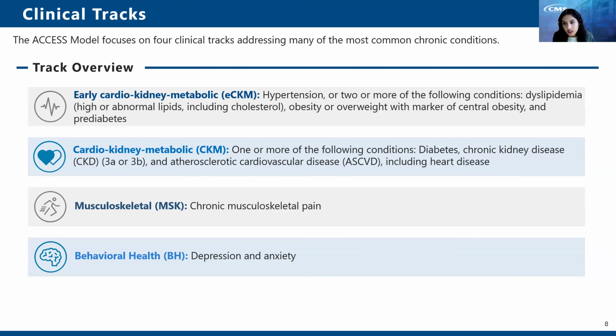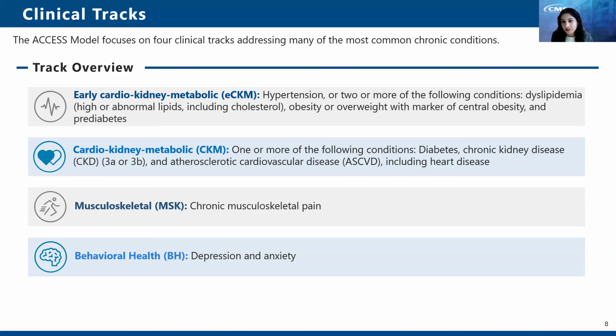So before we get into more detail on the Access model, we'll provide a quick overview of the clinical tracks for this model. Access addresses high prevalence, high cost chronic conditions affecting millions of Medicare beneficiaries through 4 clinical tracks that group clinically related, frequently comorbid conditions. The conditions in these tracks affect more than 2/3 of people with Medicare. Access participants are responsible for managing all qualifying conditions that a beneficiary has within a track, which aims to support integrated patient-centered care.